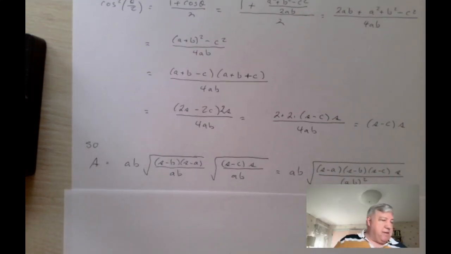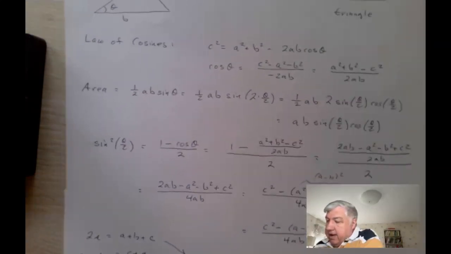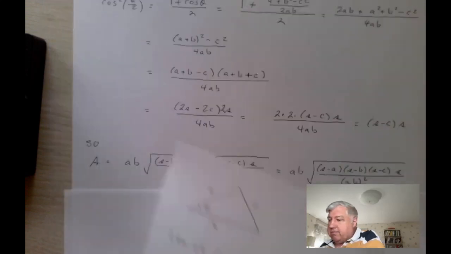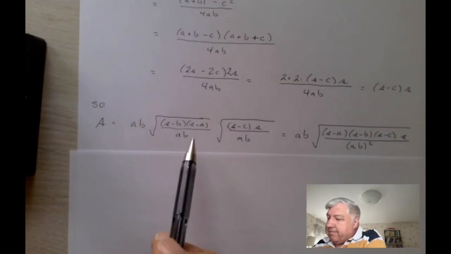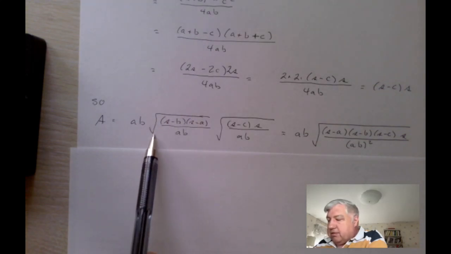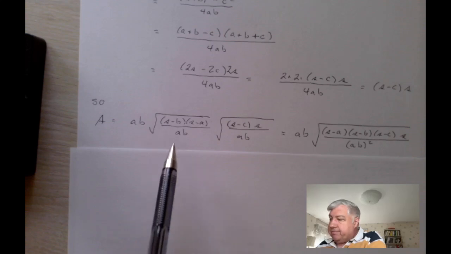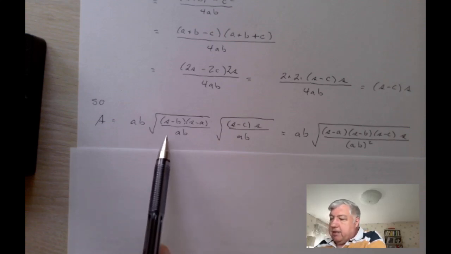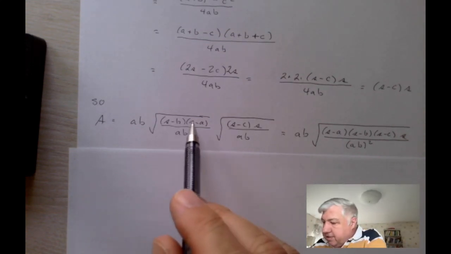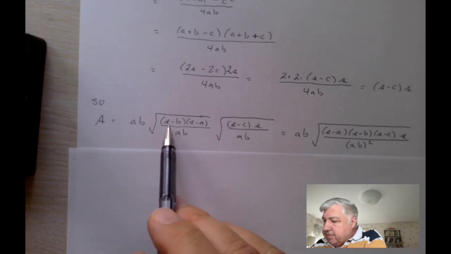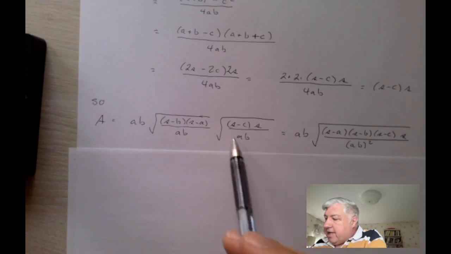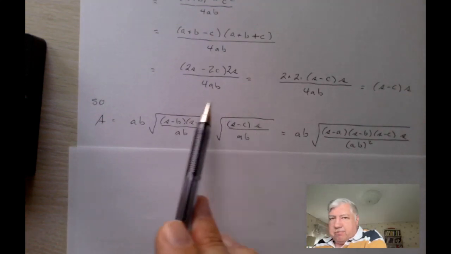Because we showed last time that the area of the triangle was ab times the sine of theta over 2 times the cosine of theta over 2. So that's going to be ab. This is the square, we take the square root. So this is the square root of, what was this, the sine squared. Okay, so this was the sine squared. So the square root of sine squared is sine. Okay, so we get this, and then we get this. Now, after that substitution, we just get this.